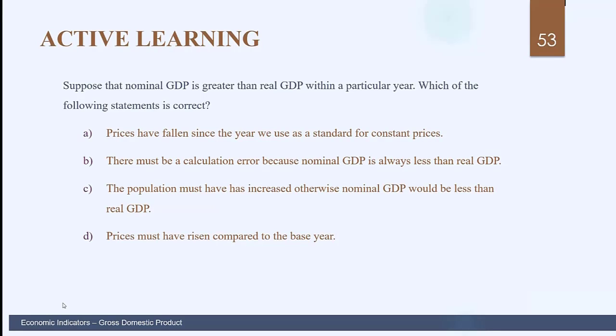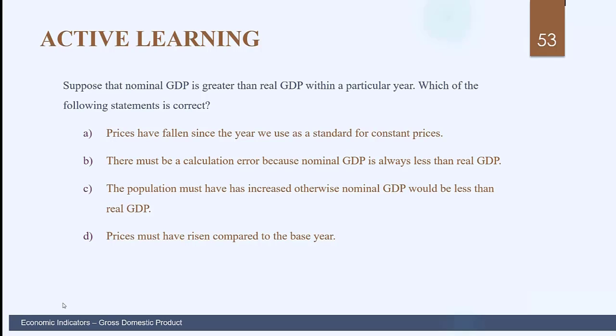Next question. Suppose that nominal GDP is greater than real GDP within a particular year. Which of the following statements is correct? Hit pause. Okay. A says prices have fallen since the year we use as a standard for constant prices. Well, that's not true. If nominal GDP is greater than real GDP in a particular year, then we know that prices must have increased. Because remember, when we calculate real GDP, we remove the effect of prices. And so if nominal is greater than real GDP, prices must have risen.